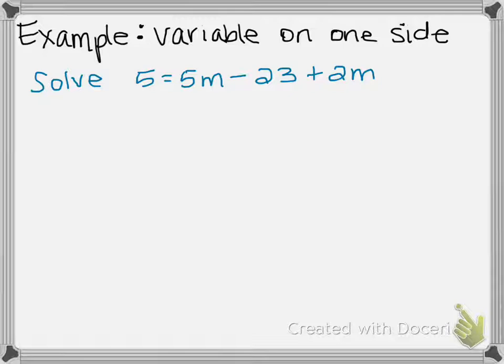So we're starting off easy when there's a variable or a letter, like in this case m, on only one side of the equal sign. In this case, our task is to solve 5 equals 5m minus 23 plus 2m. The first thing that we're going to do, since we have 2 m's there and I only want 1, is combine them together since they're on the same side of the equal sign. That's going to give me 7m. And that minus 23 is still there, as well as that equals 5.